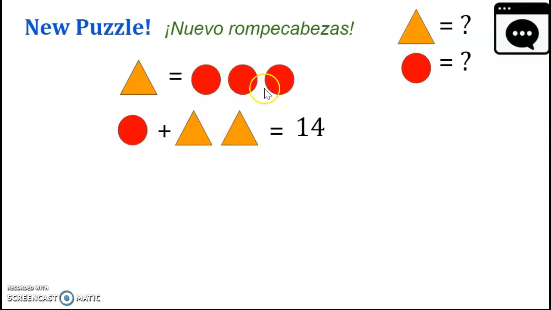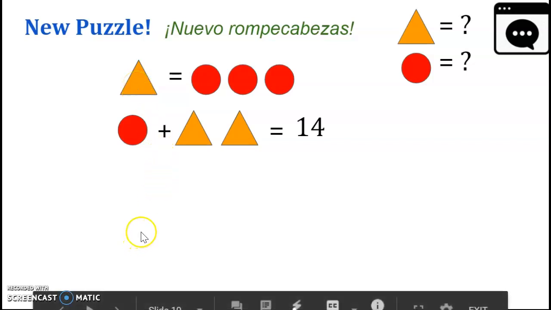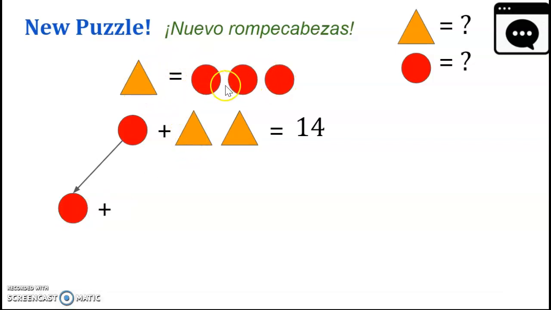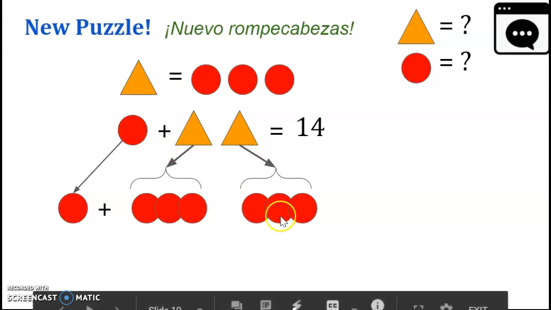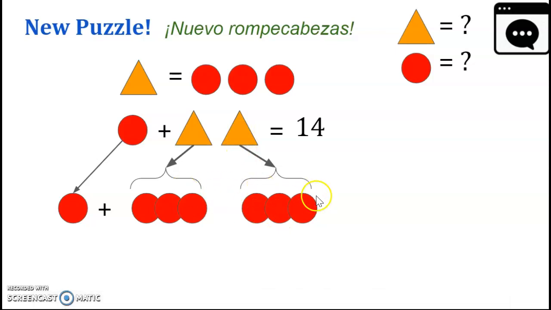Okay, so we have 3 circles is equal to 1 triangle. So how are we going to solve that? Well, we bring the one circle, the red circle, down like so. But we're told from the first equation that each triangle is equal in value to 3 circles. So I can draw 3 circles and 3 circles here, because each of the triangles is worth 3 circles. Then on the right hand side, I have equal to 14.